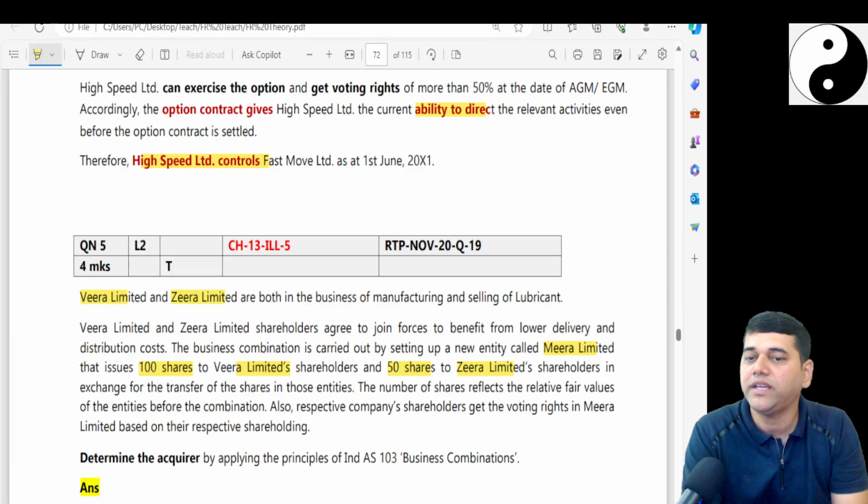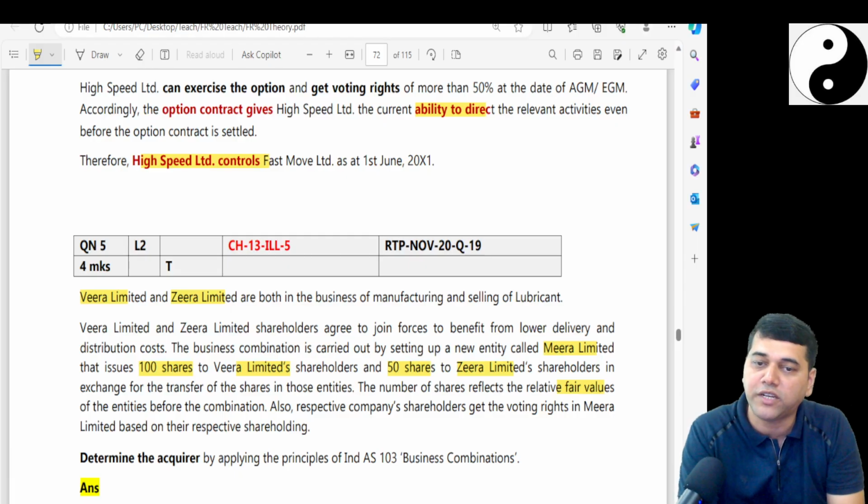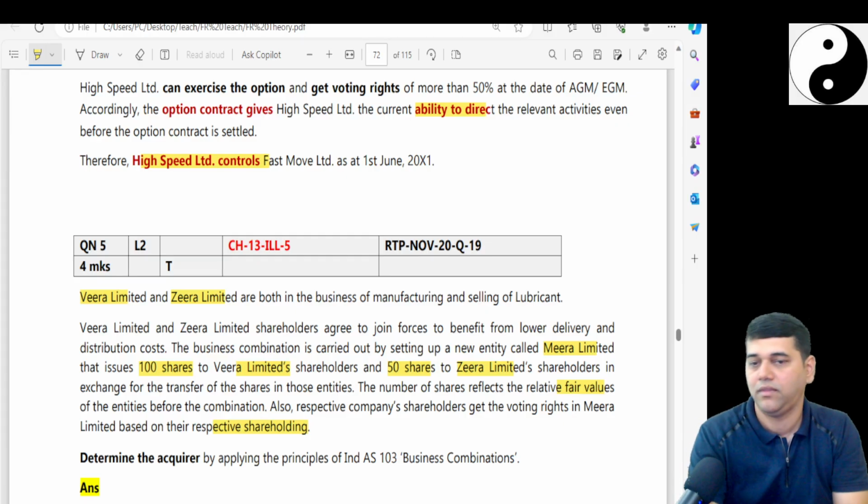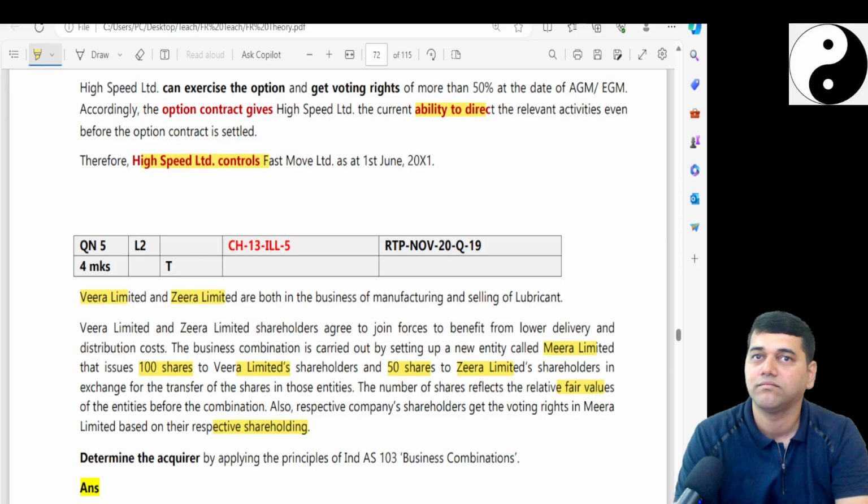in proportion to their existing shareholdings. The number of shares reflects the relative fair value of the entities before the combination. Also, the respective companies' shareholders get voting rights in Mira based on their respective shareholdings. Now, determine the acquirer. Who is my acquirer here? Mira or Zira? Veera or Zira? On what basis do you say so?